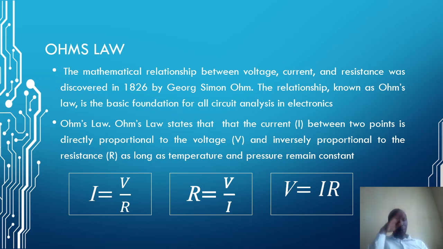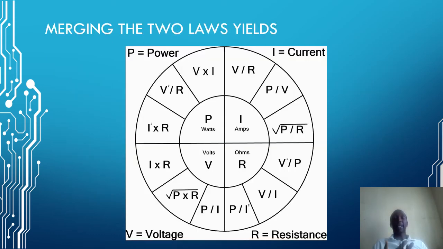Now, with the two laws, Joule's law and Ohm's law, we are able to arrive at this circle, which denotes the relationship between power, current, resistance, and voltage. For example, power is given by voltage times current, power is also given by voltage squared divided by resistance, and power is also given by current squared multiplied by resistance. The current is given by voltage over resistance as per Ohm's law.